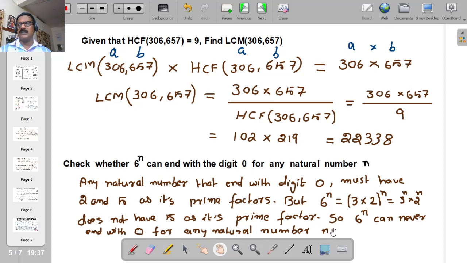So there is no question of 6 raised to n ending with 0, since the factorization of 6 raised to n is 3 raised to n times 2 raised to n. It does not have a factor, namely 5. So a number of the form 6 raised to n will never end with a digit 0.